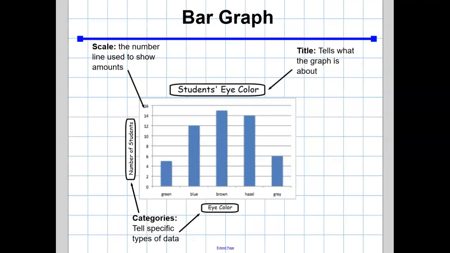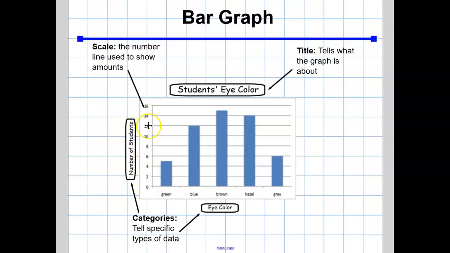So here is our new learning. Today, we're learning all about bar graphs, which you will find are very similar to picture graphs. So in bar graphs, the first place you look is actually the scale. The scale is the number line on the bar graph that's used to show amounts. Look there first to see the number the scale is increasing by.